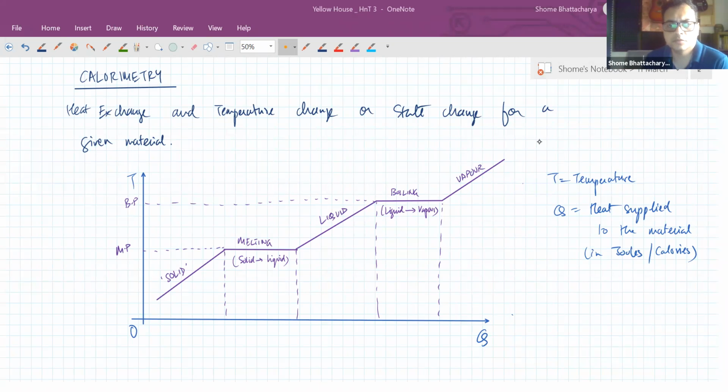Yeah, it will come now. Yeah, it got disconnected. That's why. Okay, so this is the behavior of the temperature of a given material with respect to heat exchange.